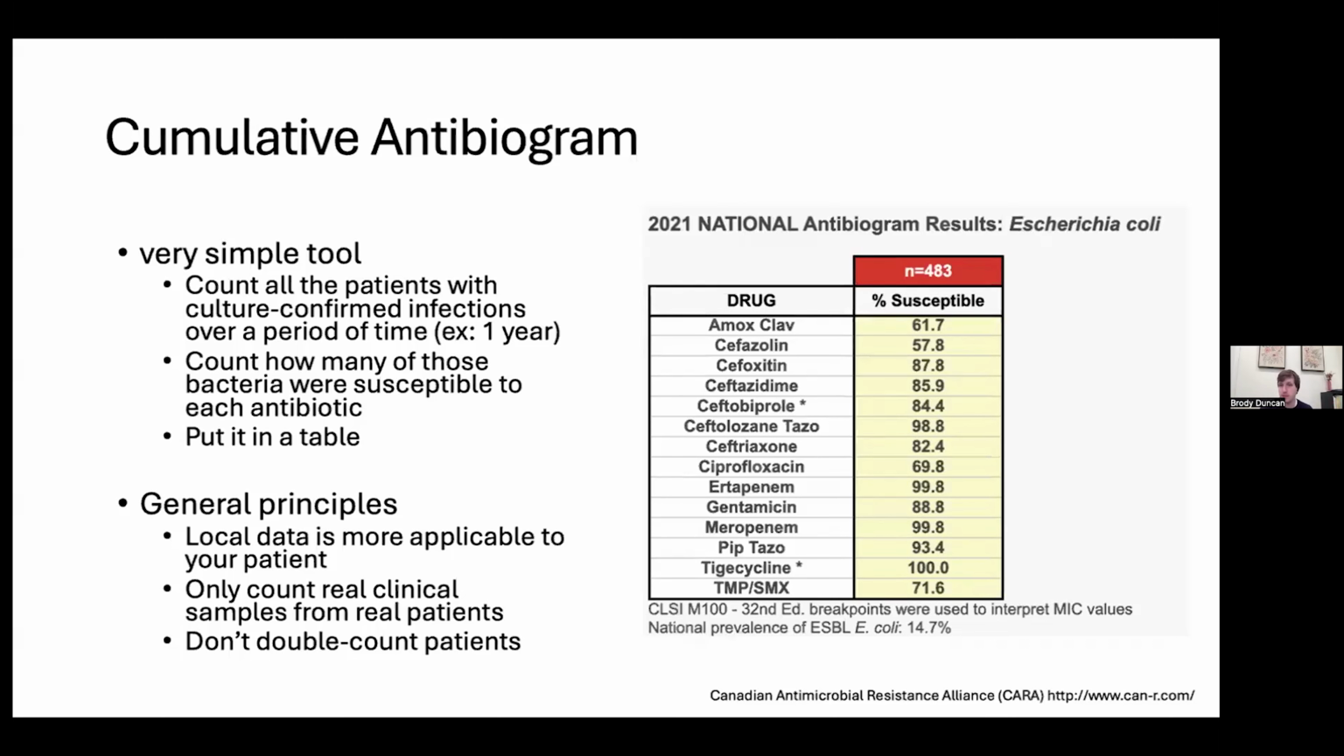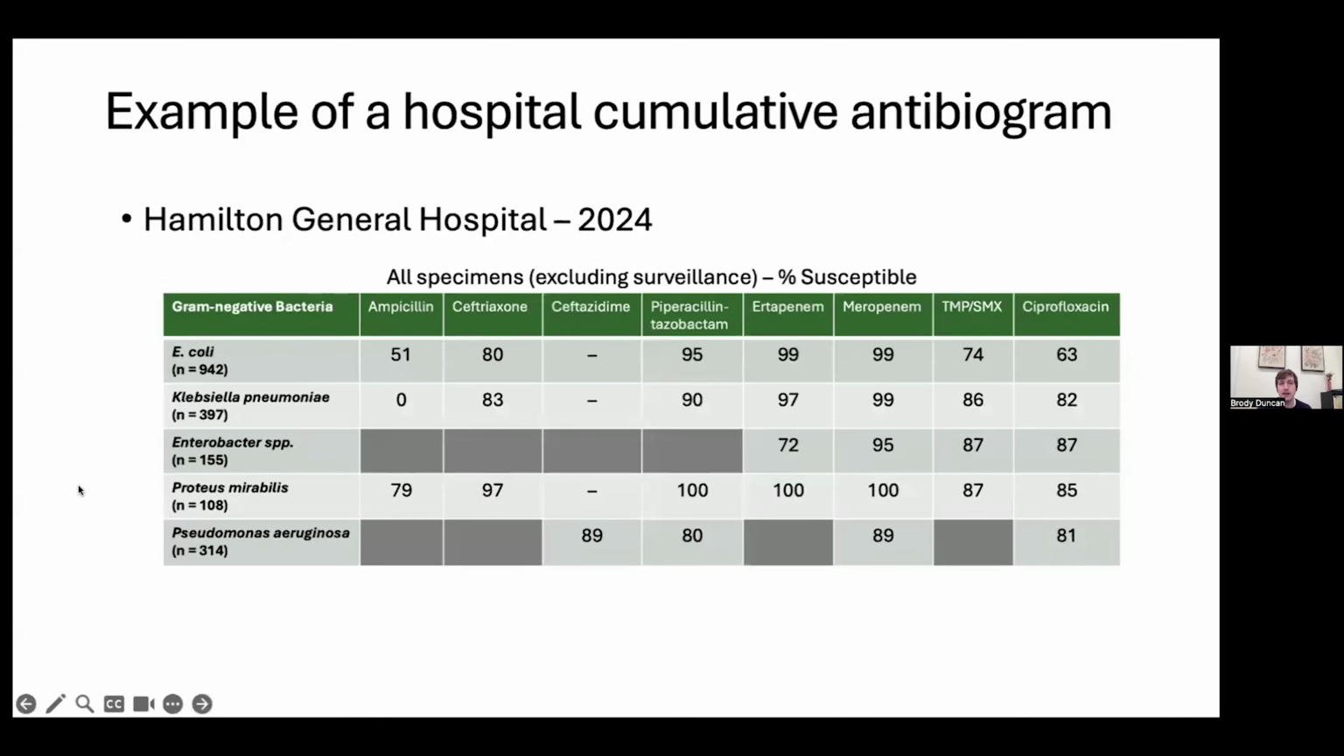And we also try not to double count patients. So, if a patient shows up with an E. coli UTI in January and then they get it 2 or 3 more times later in the year, we don't want to overrepresent that patient. So we usually just pick the first isolate during the time period. So this all seems very straightforward, right? Like it's just simple proportions. And at the end of the day, the actual production of it is just data wrangling.